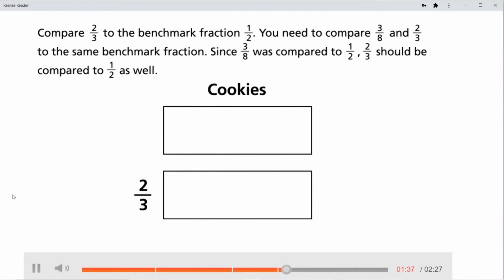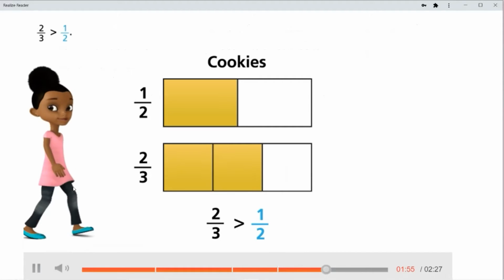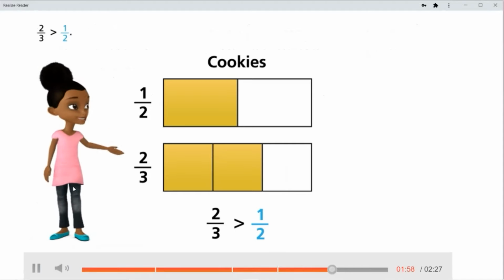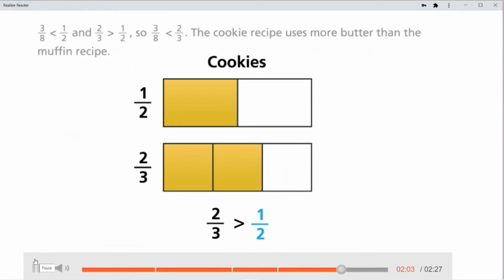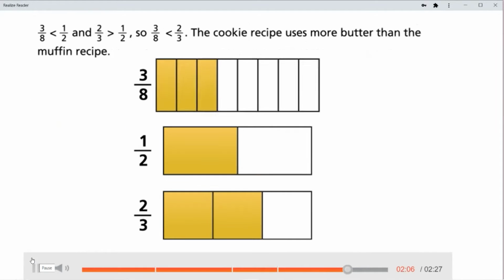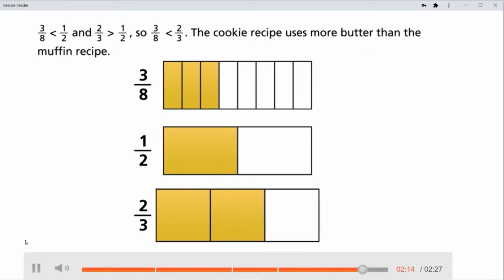Compare 2/3 to the benchmark fraction 1/2. You need to compare 3/8 and 2/3 to the same benchmark fraction. Since 3/8 was compared to 1/2, 2/3 should be compared to 1/2 as well. 2/3 is greater than 1/2. Now you've compared both fractions to the same benchmark. 3/8 is less than 1/2 and 2/3 is greater than 1/2. So 3/8 is less than 2/3.